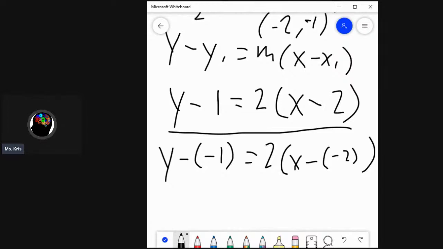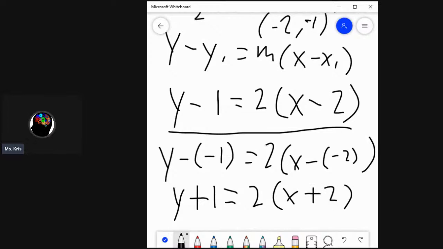Now, if you remember this week, when you see a negative to a negative, you make it positive. So your y is brought down. The negative, the minus -1 becomes +1 with an equal sign of 2 times x minus to minus make plus 2, and you close your parenthesis.